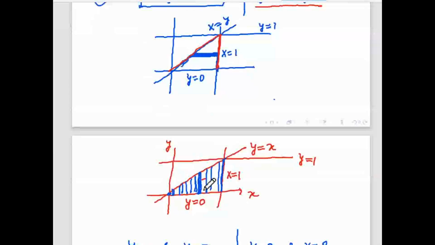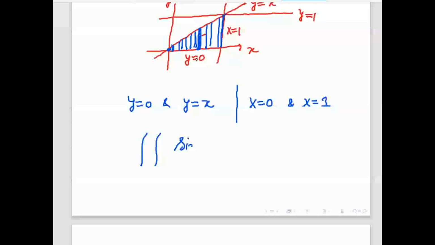It may happen that you have this region, and then you have to get this. If you have a horizontal strip, then you have to make it vertical. If it is vertical, then you can make a horizontal strip from this picture. So based on that, you can change the order of integration. So what does it mean?